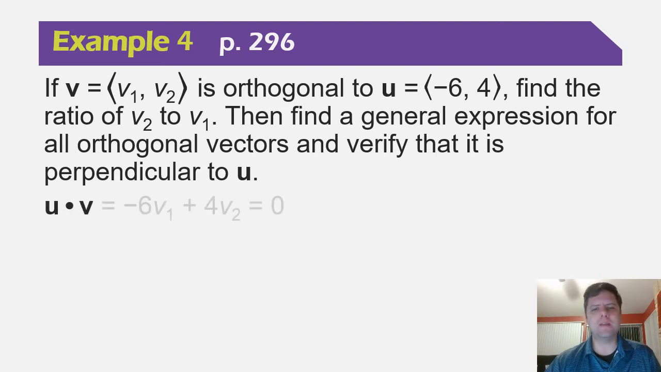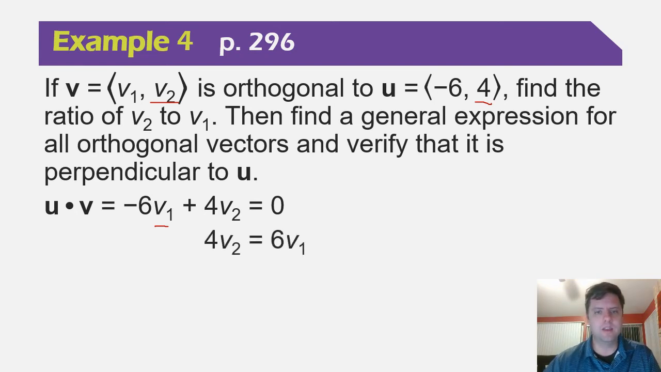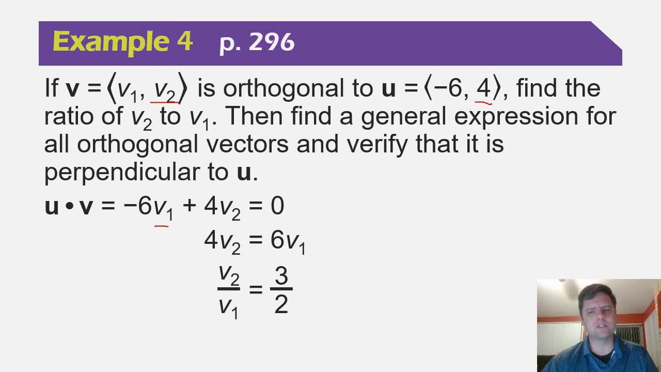So u dot v has to equal 0. Well, the u values we have are -6 and 4. So the -6 has to be multiplied by the v1 in the v vector, and then the 4 from u has to be multiplied by the v2. So we can just set this up as -6 times v1 plus 4 times v2 has to equal 0, which means that 4v2 has to equal 6v1, or in other words, v2 over v1 has to be in the ratio of 3 to 2.